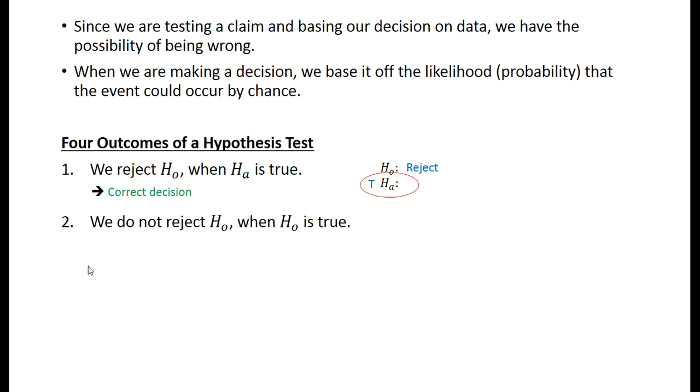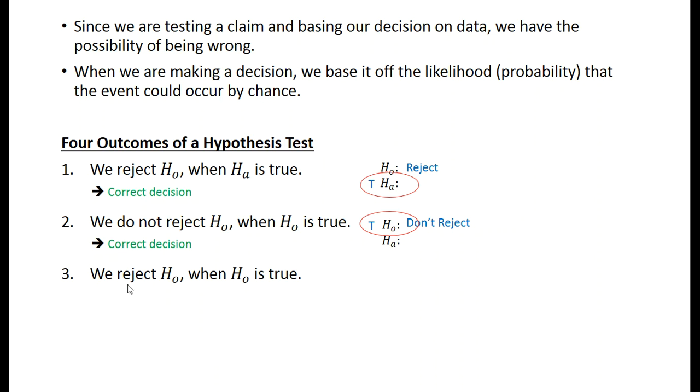Our second outcome is we do not reject the null when the null is true. So let me put this up. We do not reject the null when the null is true, so I'll put a T by the null. If we do not reject the null, that means we do not have evidence for the alternative, and we would go back to our original claim, which is the null. Again, we've selected the true statement, so this is a correct decision.